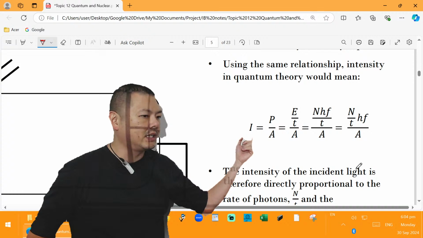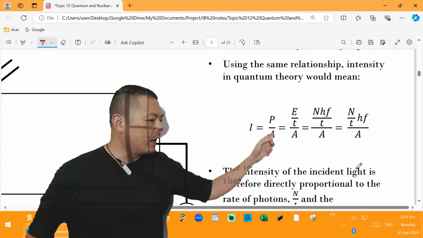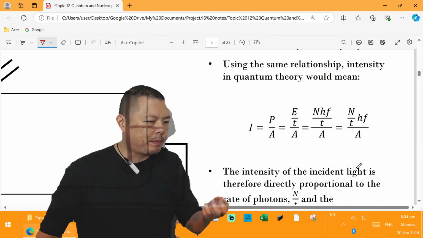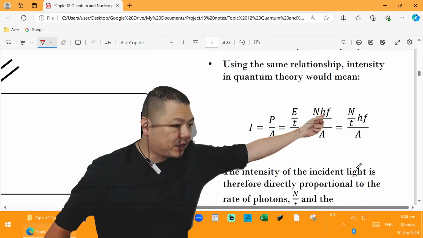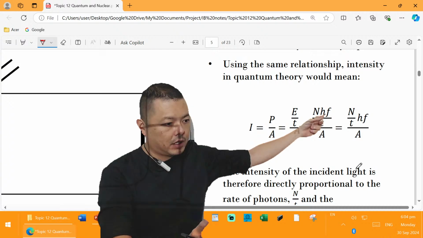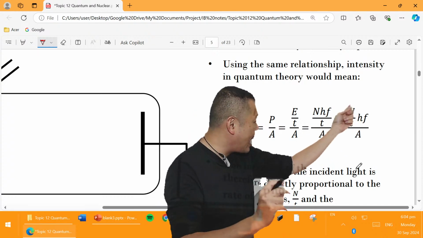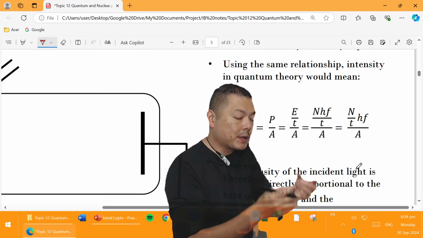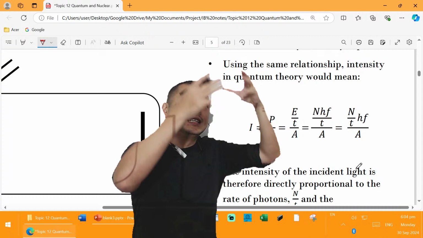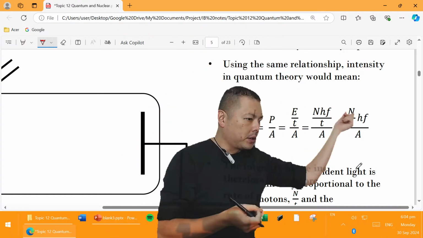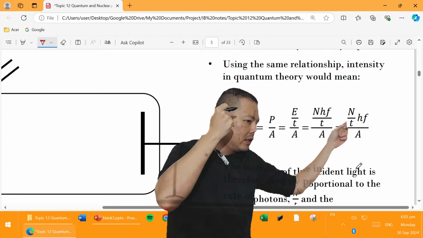Intensity by default is defined as power over area, watts per meter square, correct? The power of my photons, the power of my light, depends on the energy of each photon, which is HF. And then N over T will be the rate of photons, because power is energy over time. The total amount of energy will be the number of photons multiplied by the energy of each photon. If you divide it by time, that's the power of the light.